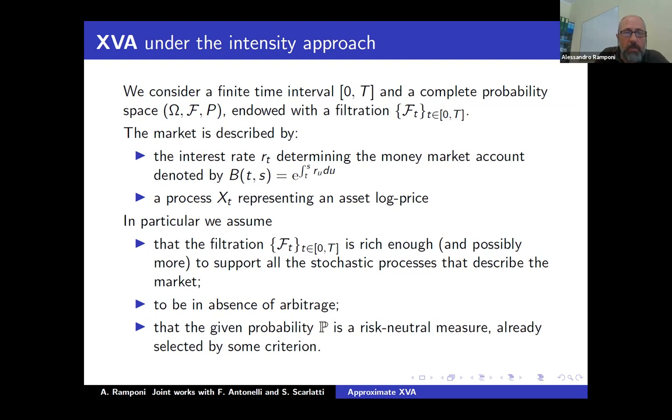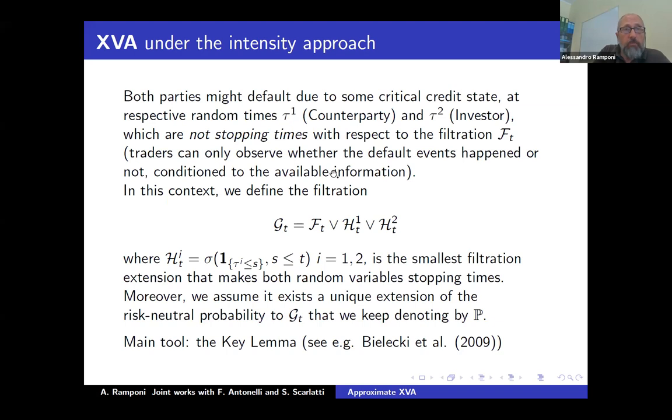We assume in particular that we are in an absence of arbitrage framework, and that we have a risk neutral measure which is given. Then we have to describe the default event. We consider this in an intensity approach. So the default events of the counterparty and of the investor are modeled as random times, T1 and T2, which are not stopping times with respect to the market filtration. So, as usual in this kind of approach, the market filtration must be enlarged by considering the sigma algebras generated by the default events.